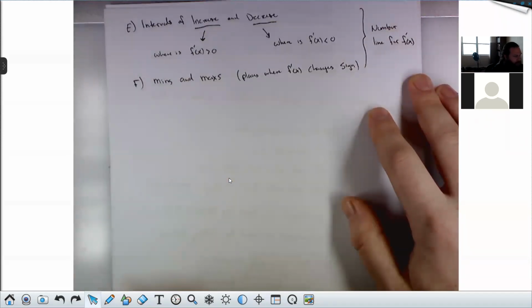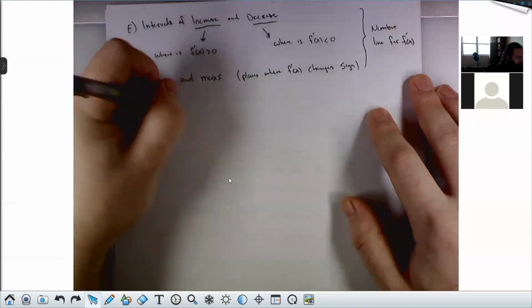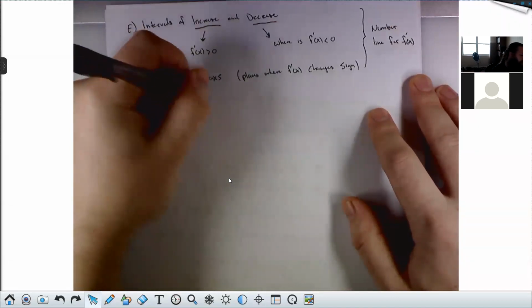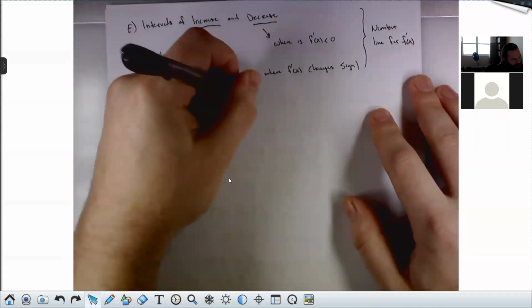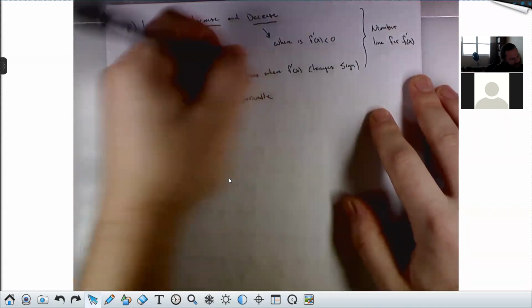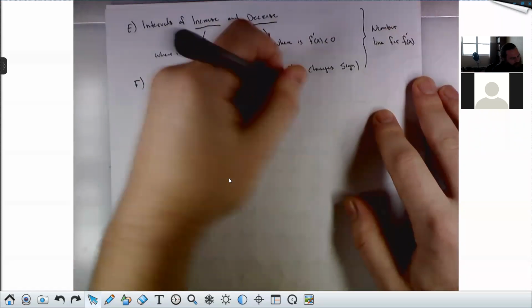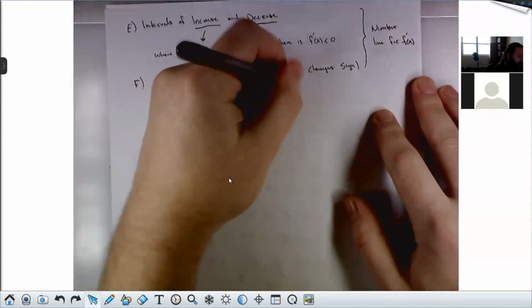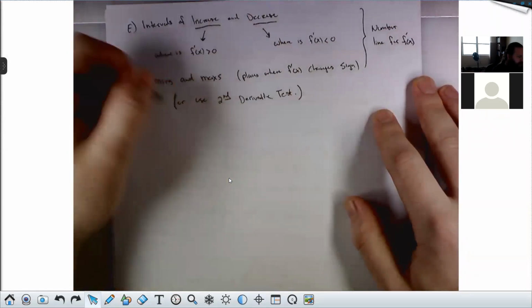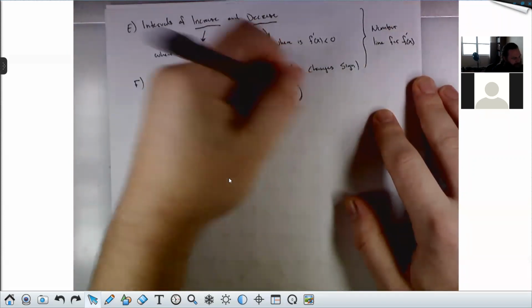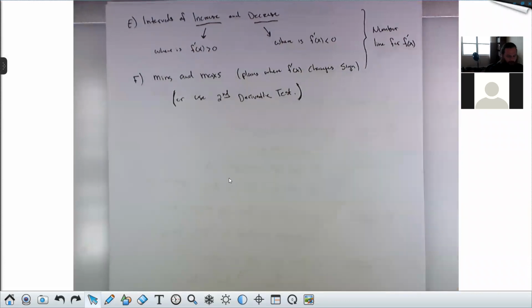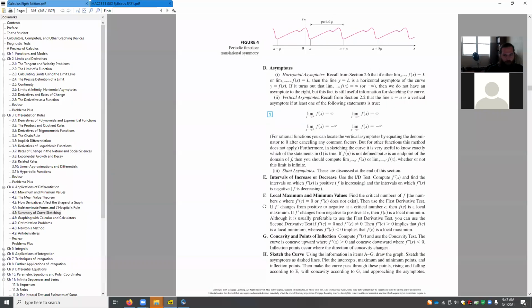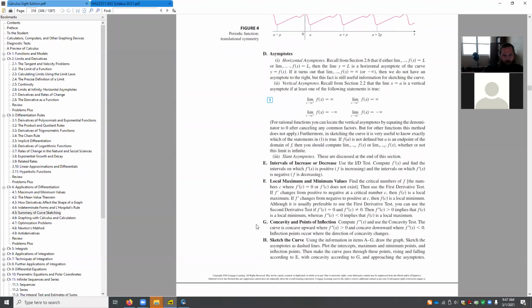An alternate approach to the mins and maxes thing, you can use the second derivative test. And we haven't gotten to talk about that yet, so I'm going to show you what that is right now. It's not a complicated thing, but as soon as we finish making this list here, I'll show you that. And then the last sort of thing we need to do is find where we're concave up and concave down.